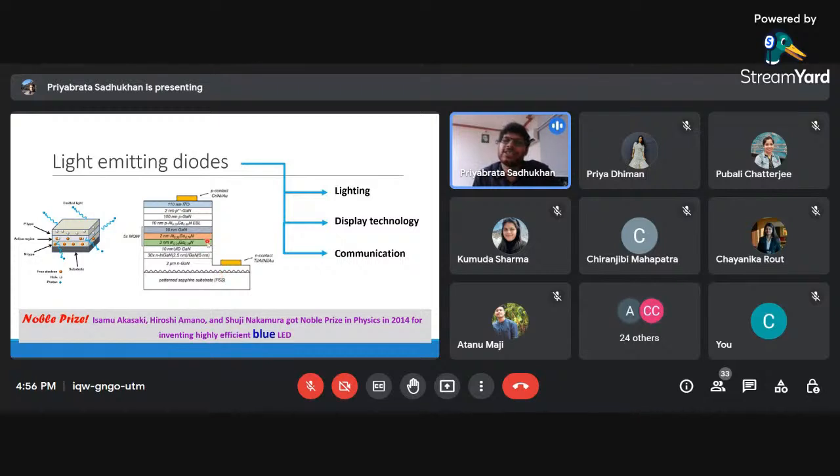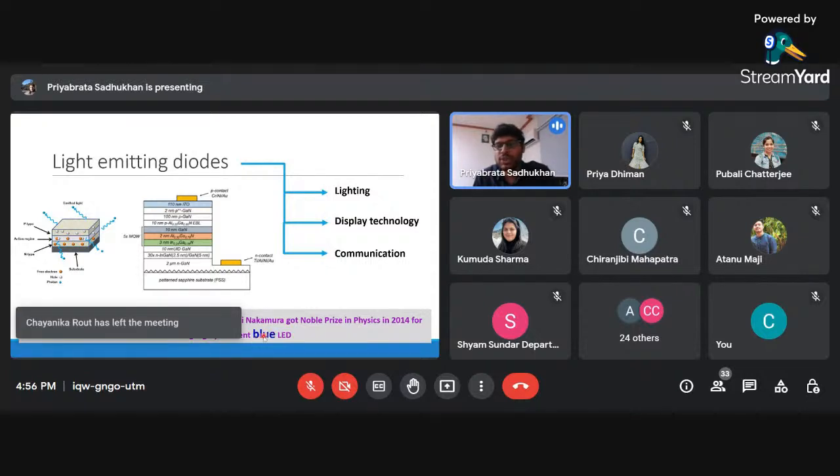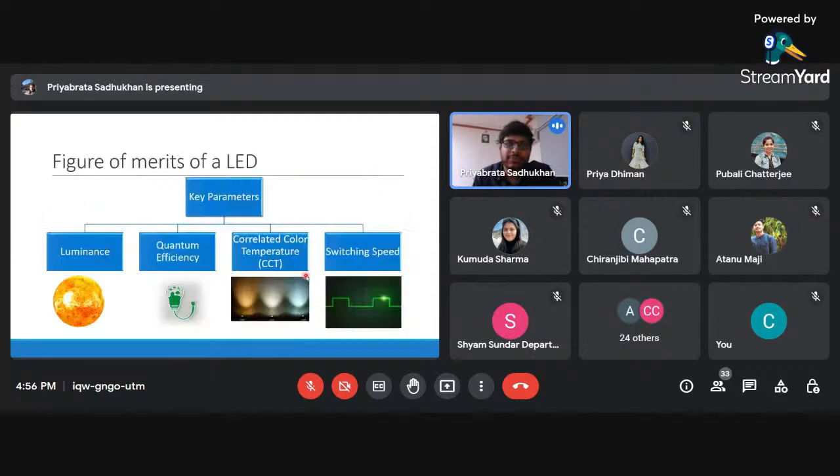And LEDs are so important right now, mostly for lighting. The blue LED changed the world, because they have reduced the total cost of electricity used for lighting after the introduction of white LEDs. And white LEDs are based on blue LEDs, and that's why blue LEDs are so important that Professors Akasaki, Amano, and Nakamura got the Nobel Prize in Physics in 2014. So that's the importance of LEDs right now.